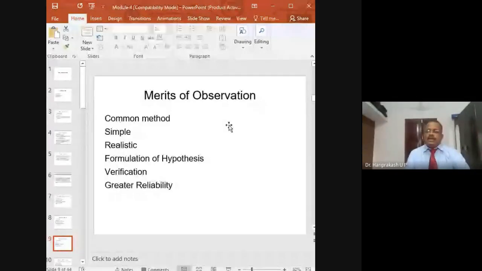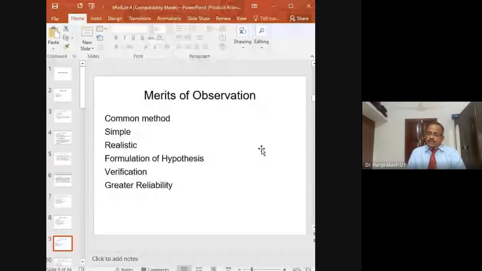It is realistic. You are collecting the facts in realistic situations. Formulation of hypothesis: observation may help in developing a hypothesis for the study. You can verify the data. The data which you have collected, you can verify it because it is recorded already.